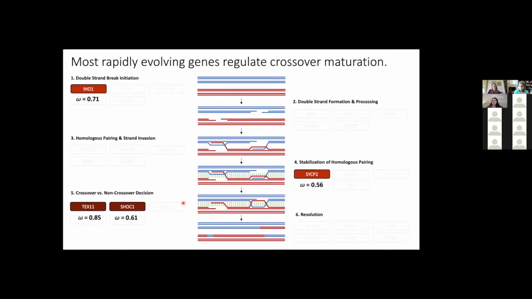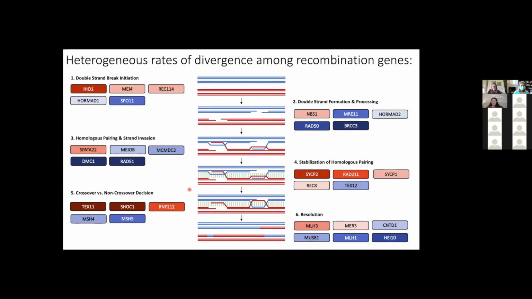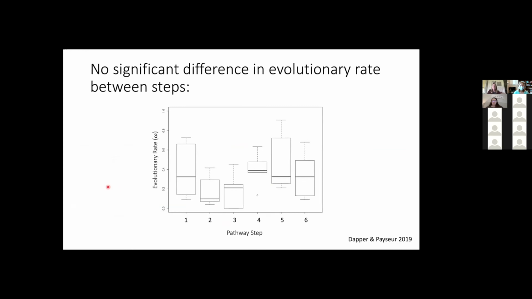But we wanted to be a little more rigorous in the way that we were connecting these patterns of evolution with different steps of the pathway. So we wanted to ask whether there were significant differences in the evolutionary rates of genes in each step of the pathway. As you could guess from looking at this and seeing all of this variation within each step of the pathway, we didn't see significant differences in evolutionary rate when we grouped genes by pathway step.